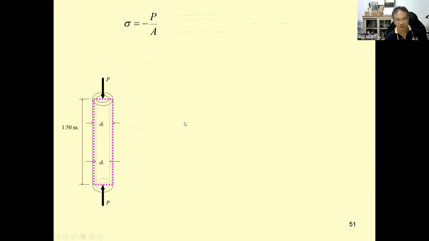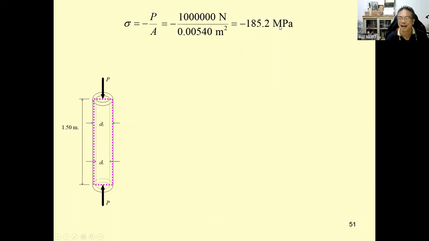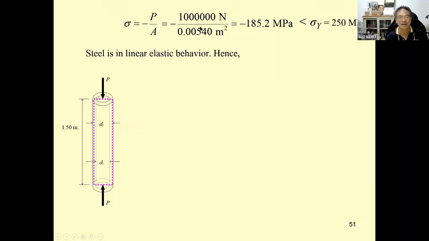So just compute it. That is going to be 182.2 megapascal, which is less than sigma sub y. The steel is in linear elastic behavior, and then Hooke's law applies. So you just compute it.